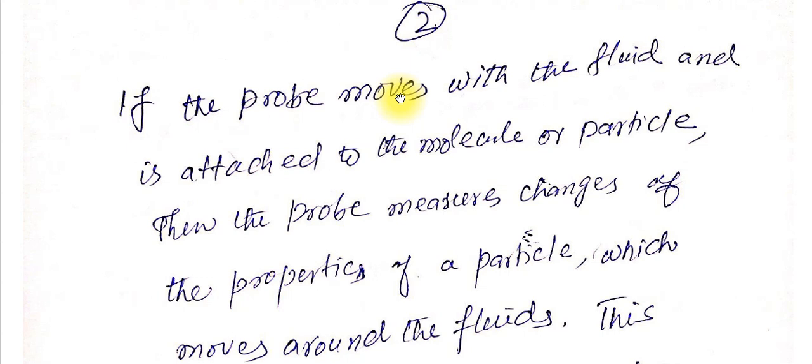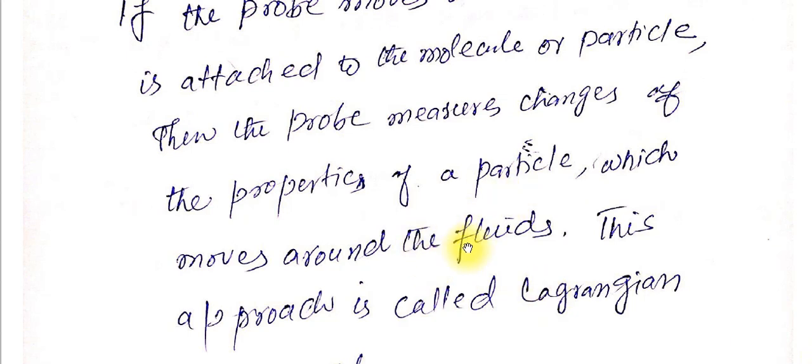If the probe moves with the fluid particles, okay, with the fluid molecules, with the fluid particles, if the probe, that device which records the properties of fluid particles, if this recorder, this probe or this device moves with the fluid particles and it is attached or tagged to the molecule or a particle, and when the particle moves this probe is also moving, then the probe measures changes of the properties of a particle which moves around in the fluid. So this approach is called the Lagrangian approach.